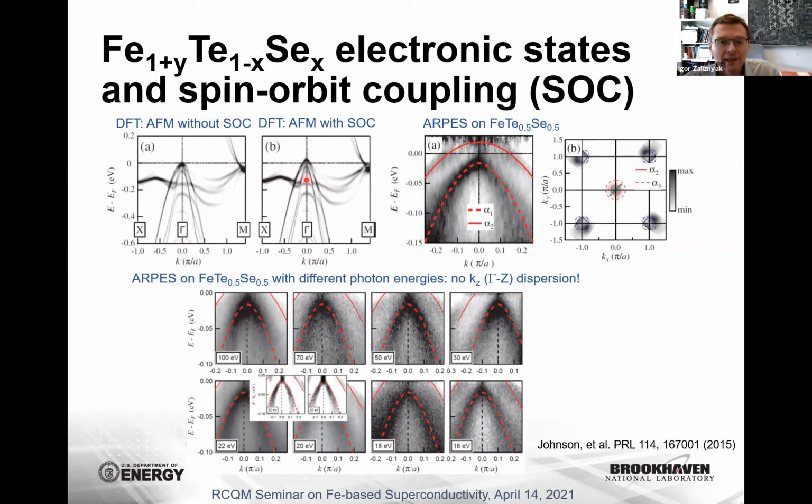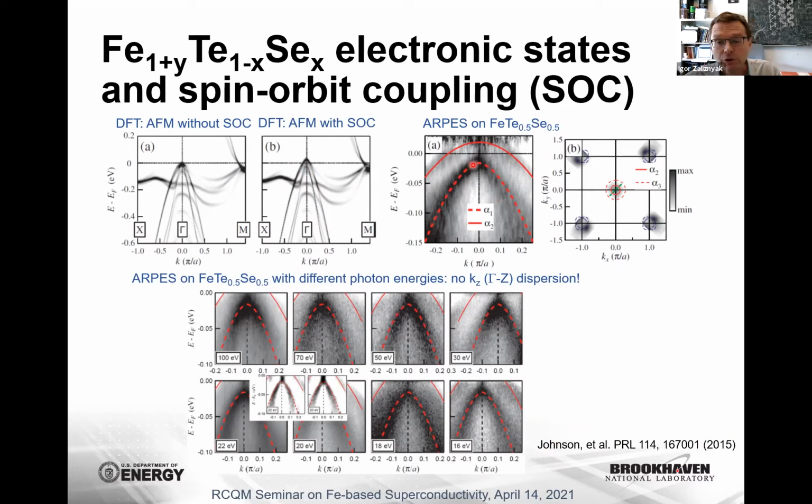But what they discovered is that it is also extremely important to take into account the spin-orbit coupling, which is strong on the tellurium atom and is transferred onto principally dxz, dyz derived bands, alpha 1 and alpha 2, which are spin-orbit split. This was interpreted as a very large spin-orbit splitting of these two bands at the Fermi level. So I think this was one of the earliest demonstrations by ARPES that spin-orbit coupling is extremely important in these materials.